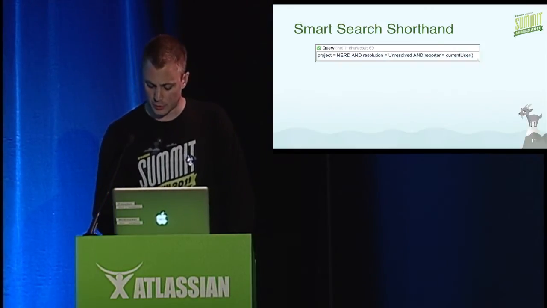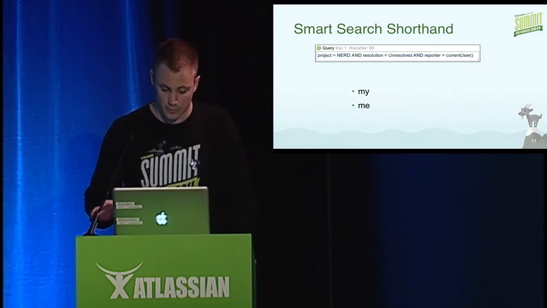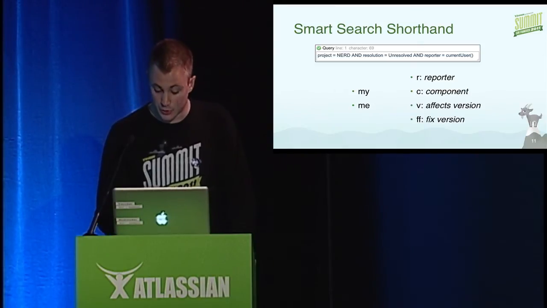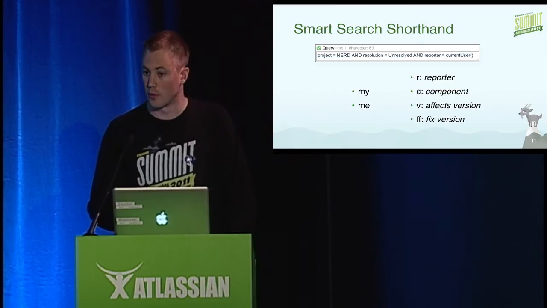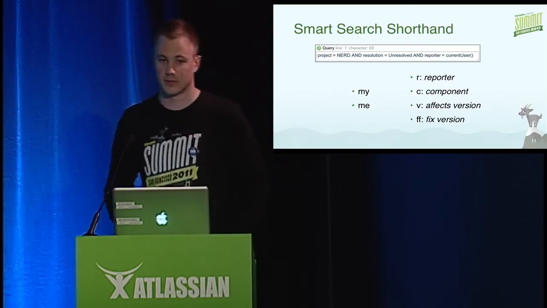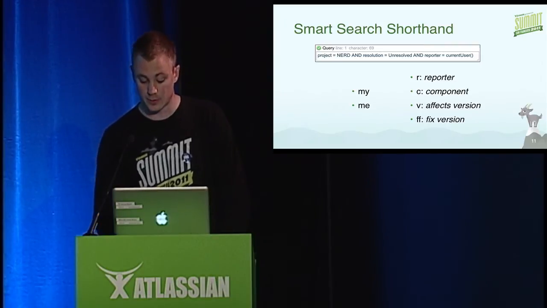So we'll do one more example, but before we go to that, we'll go through. There's only 6 shorthand notations that you need to know, so it's really quick to pick up. We've got my and me, which we saw, and there are 4 more notations that let you specify the reporter, the component, and the affects and fixed versions of issues. So let's check out an example with specifying the fixed version.